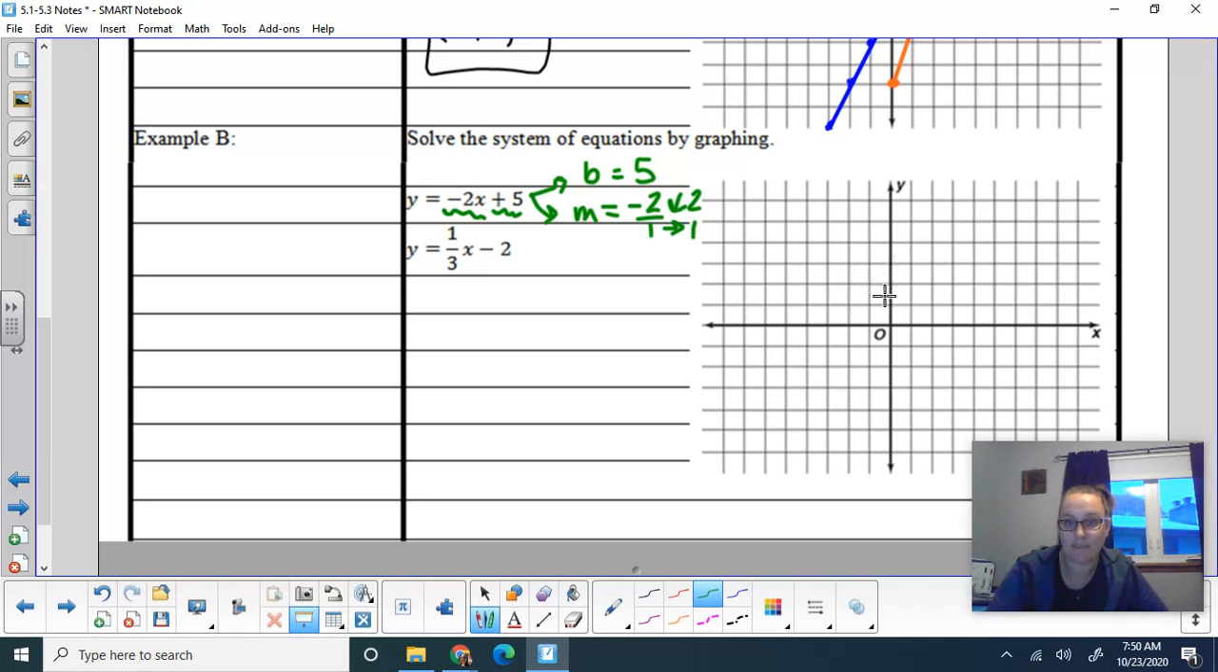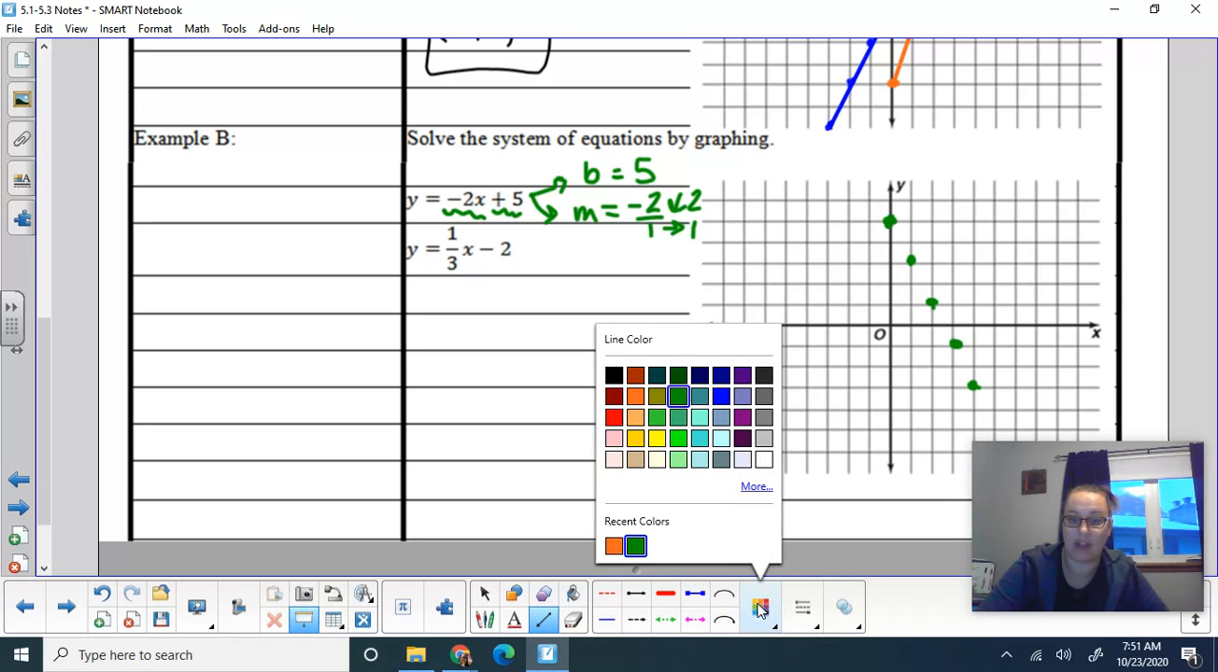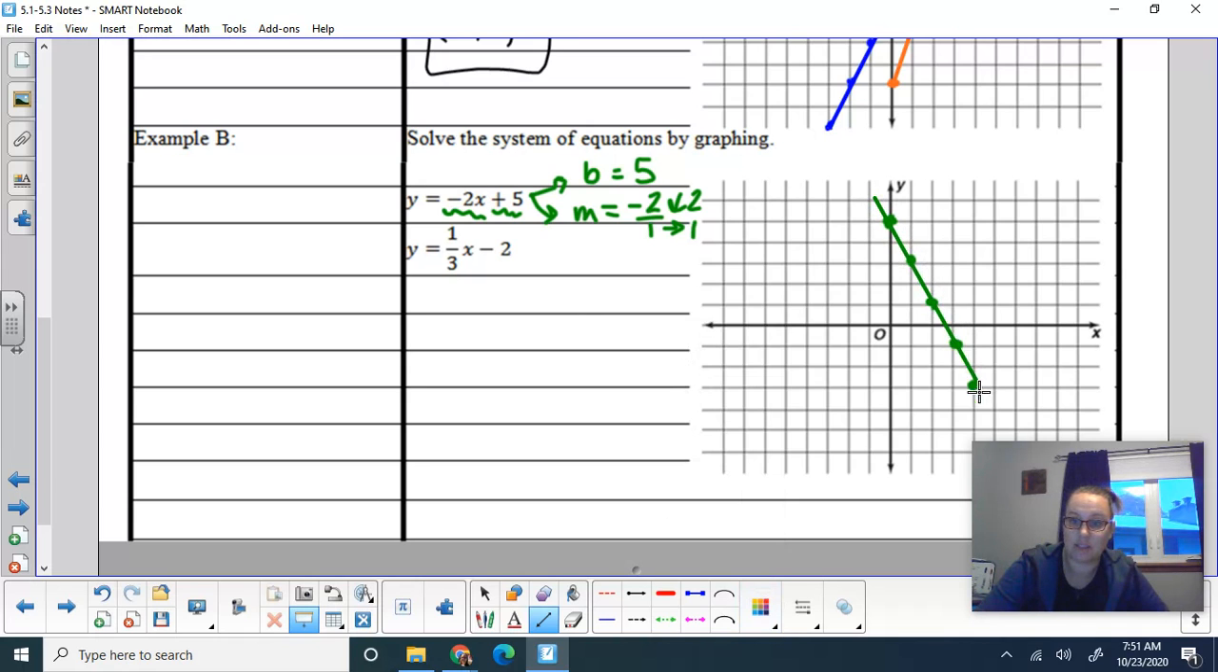All right, so starting at 5, 1, 2, 3, 4, 5. Notice I'm starting on the y-axis because it's a y-intercept. And then I'm going to go down 2 over 1, down 2 over 1, down 2 over 1. And I can keep doing this as many times as I need to. Again, I find it easiest for me if I plot more points because it helps to make sure that I can clearly see where they cross. All right, I'm going to use my line tool, draw in my straight line, and then we're going to jump back over and do the same thing with the next equation.